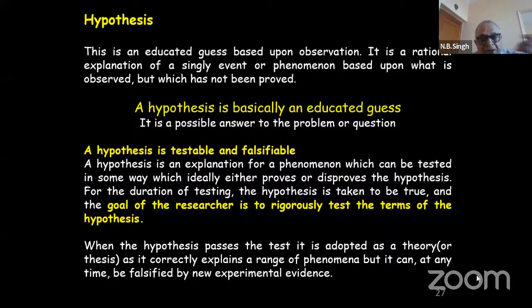Now you see that when you make a guess, it may be correct, it may be incorrect. So your hypothesis may be verified or your hypothesis may be falsified. So a hypothesis is testable and falsifiable. A hypothesis is an explanation for a phenomenon which can be tested in some way, which ideally either proves or disproves the hypothesis. For the duration of the testing, the hypothesis is taken to be true, and the goal of the researcher is to rigorously test the terms of the hypothesis. When the hypothesis passes the test, it is adopted as a theory or thesis as it correctly explains a range of phenomena, but it can at any time be falsified by new experimental evidence.